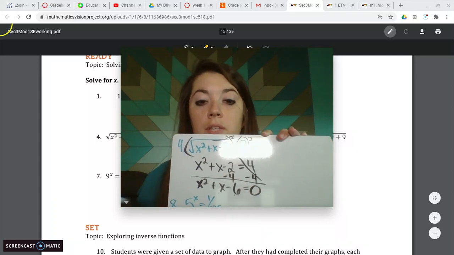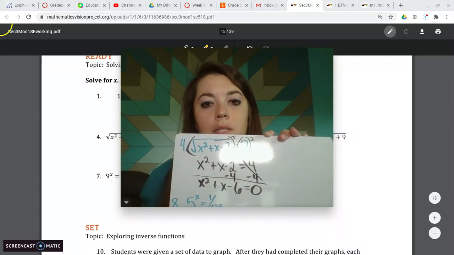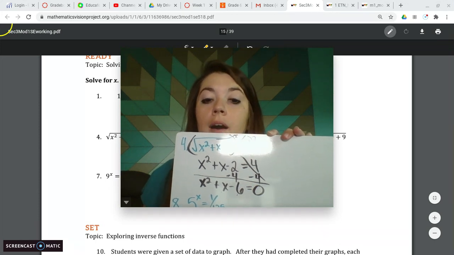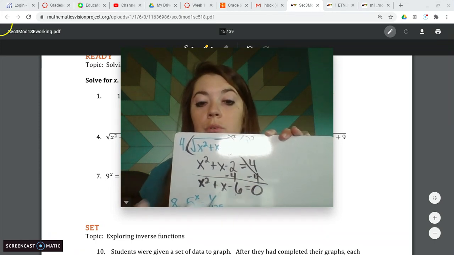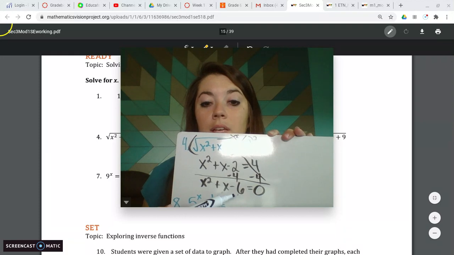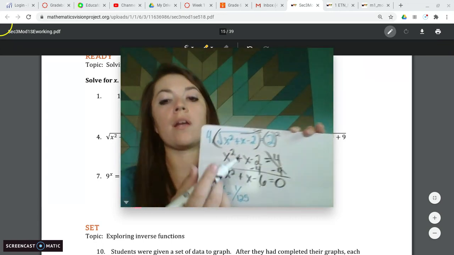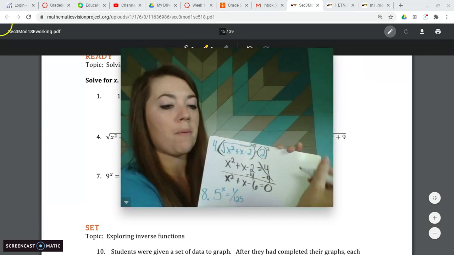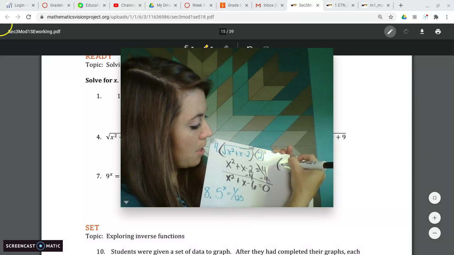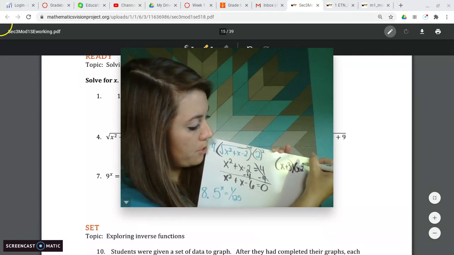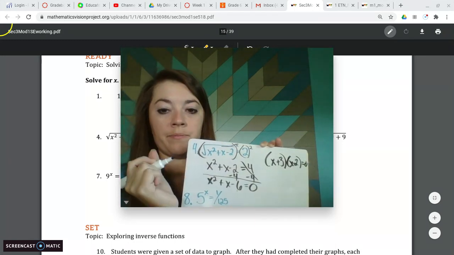So if we think about the different things that multiply to give us 6, 1 and 6, 2 and 3, that's it. If we have a positive 3 and a negative 2, is that going to give us a negative 6? Yes. And is that going to give us a positive 1 if we add them? Yeah, it sure is. So we're going to write out our factored form of this. So x plus 3, x minus 2 equals 0.